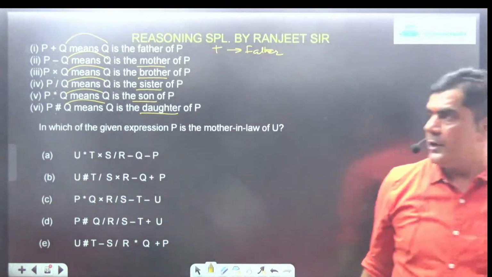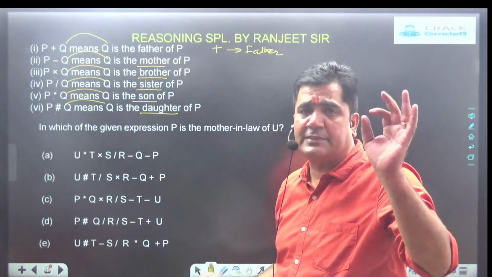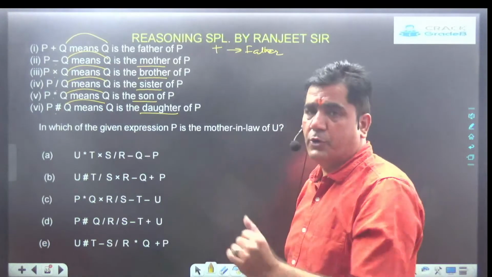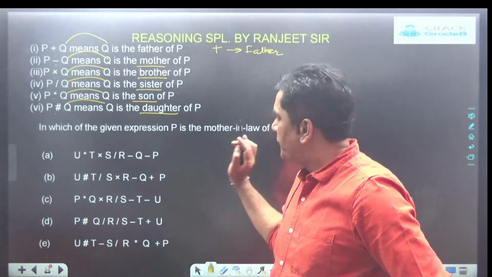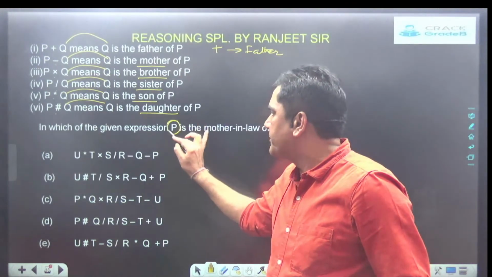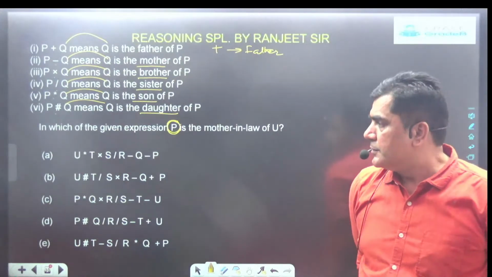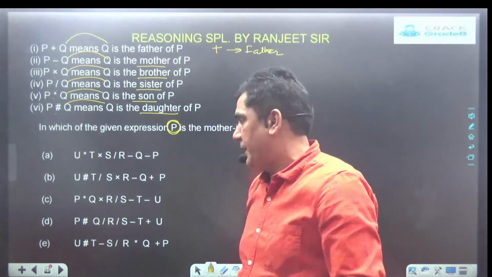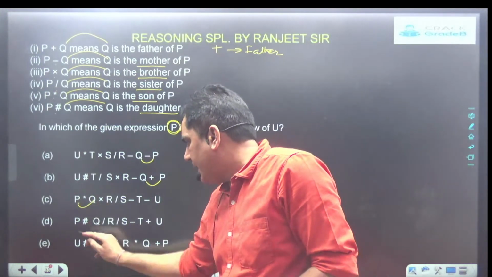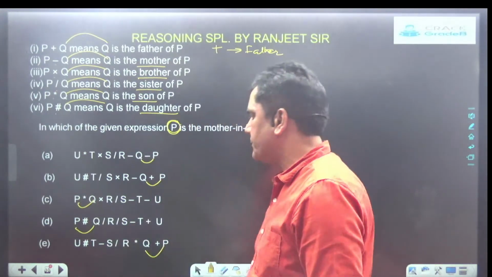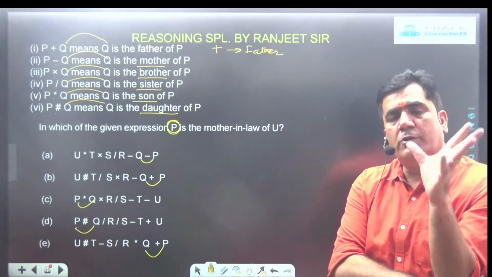Now here they are saying, in which of the following expressions is P the mother-in-law of you. Here we have one fantastic concept, so please focus on the board. P is the mother-in-law of you, so first thing, P must be female. Since I am looking for the gender of P, I will take the variable adjacent to P.